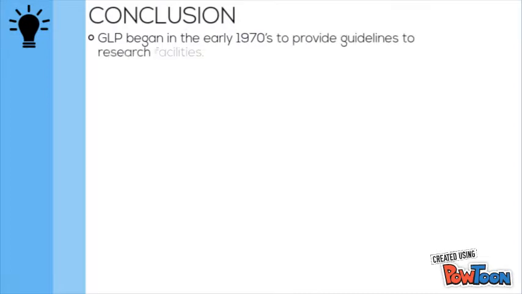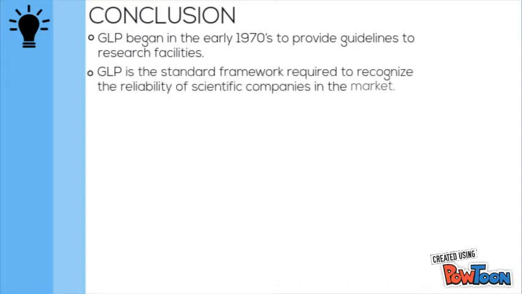Overall, GLP can be summarized as follows. GLP began in the early 1970s to provide guidelines to research facilities. This helps maintain the accuracy and quality of gathered data. GLP is a standard framework required to recognize the reliability of scientific companies in the market.